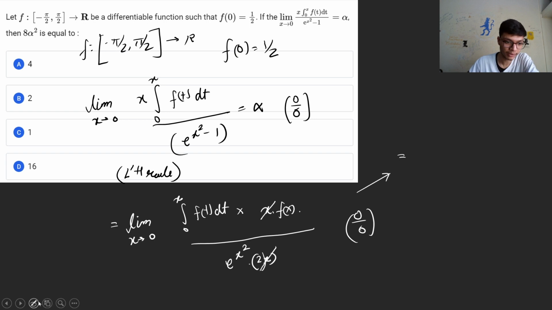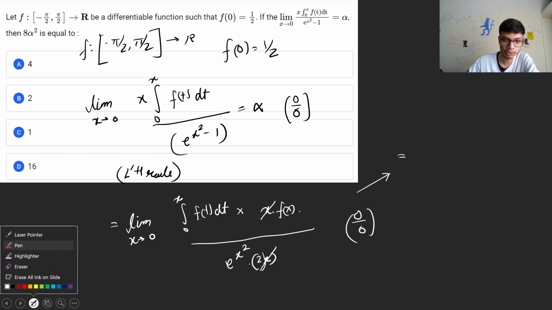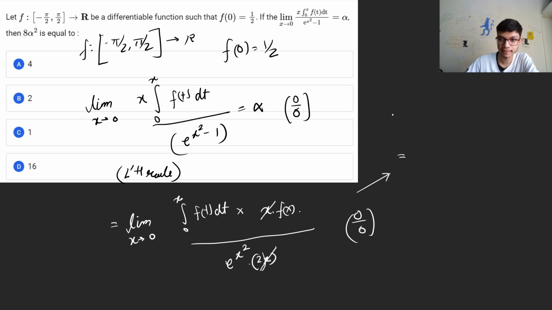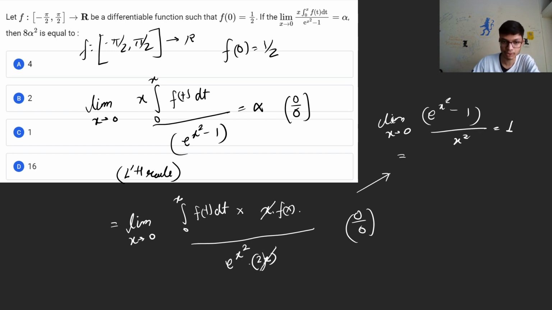or you can do one more important thing, that you know the value of this particular limit. This is a standard limit: when x tending to 0, e to the power x square minus 1 divided by x square is going to be equal to 1. These are standard limits, so you can do that manipulation on your own, dividing by x square and multiplying by x square to simplify. This result is going to be into 1, and then you can simplify on your own.